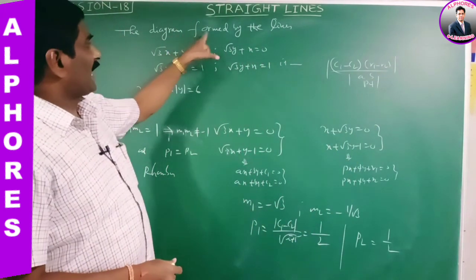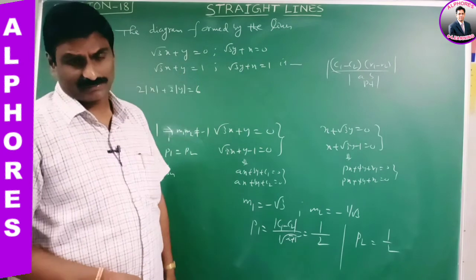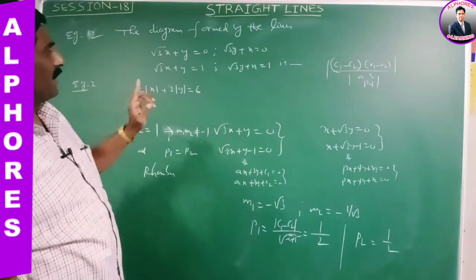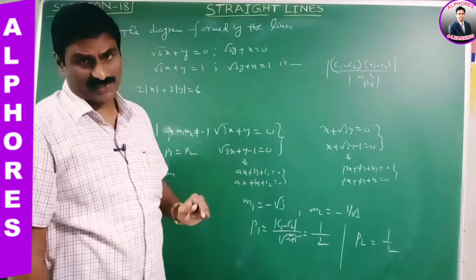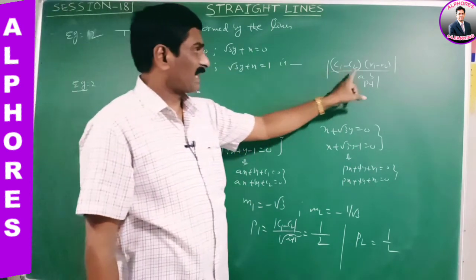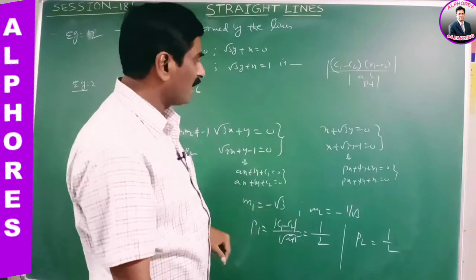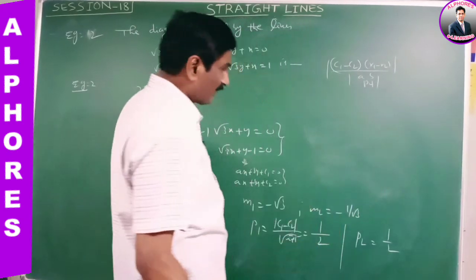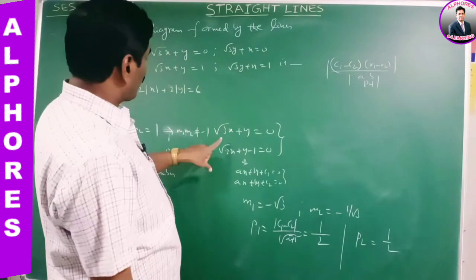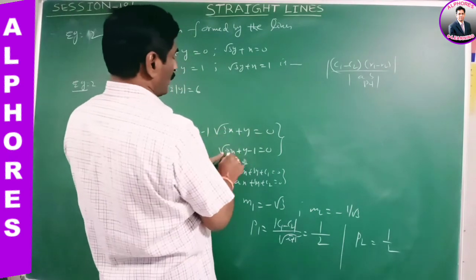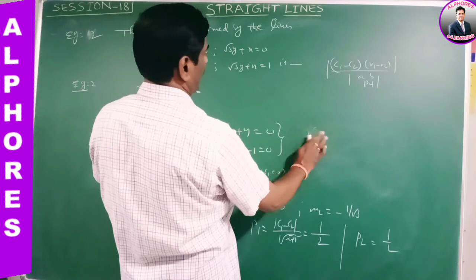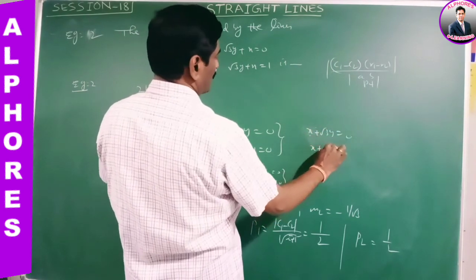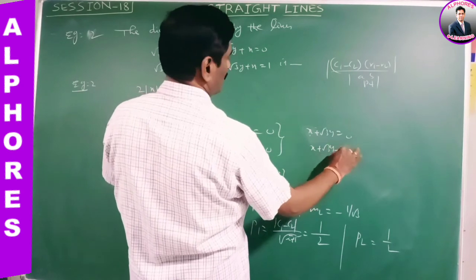The area of the diagram formed by these lines is dash. Example 2. Find the area of the diagram formed by these lines. Area is nothing but mod c1 minus c2 into r1 minus r2 by det of AB PQ. Here, what are the values of c1 minus c2? Already we wrote the equations root 3x plus y, root 3x plus y minus 1. Next, x plus root 3y is equal to 0. x plus root 3y minus 1 is equal to 0.